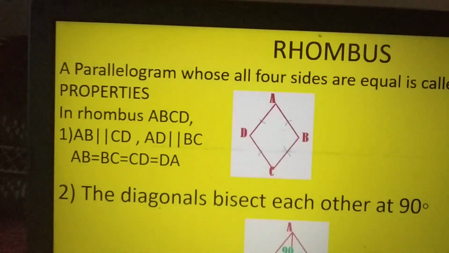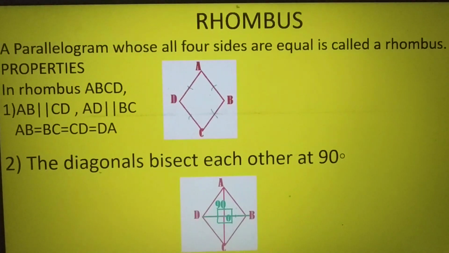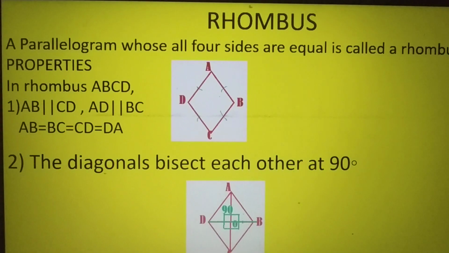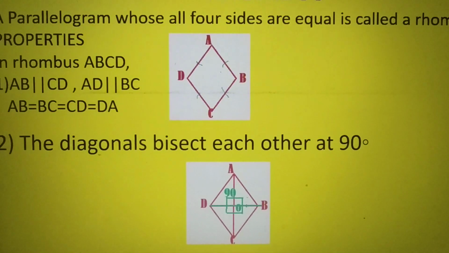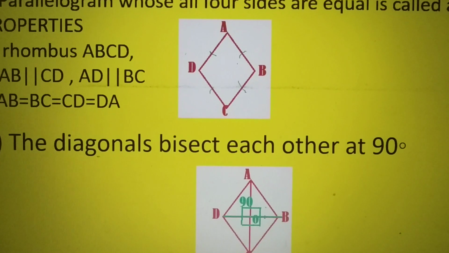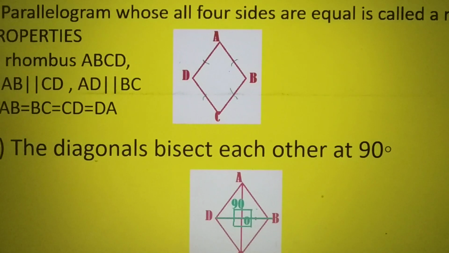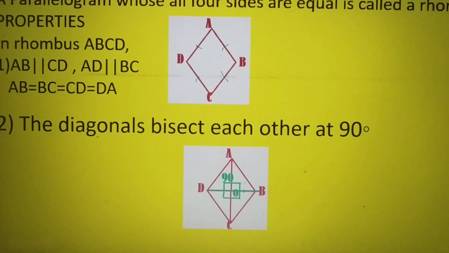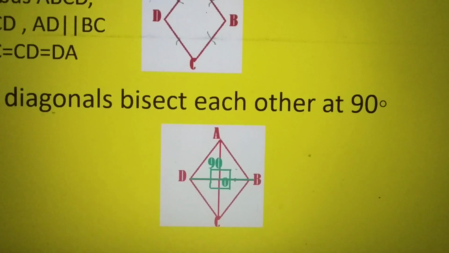Next one is rhombus. Rhombus is a special type of parallelogram. Apart from the properties of a parallelogram, rhombus has an extra property, that is in rhombus all the four sides are equal. So you are able to observe in the figure AB is equal to BC is equal to CD is equal to DA, and the second property is also the most important property. The diagonals bisect each other at 90 degree.